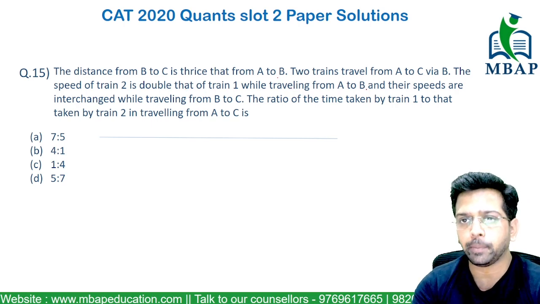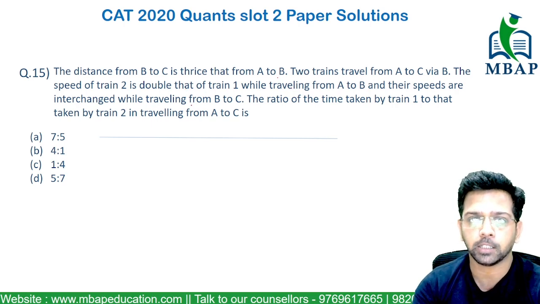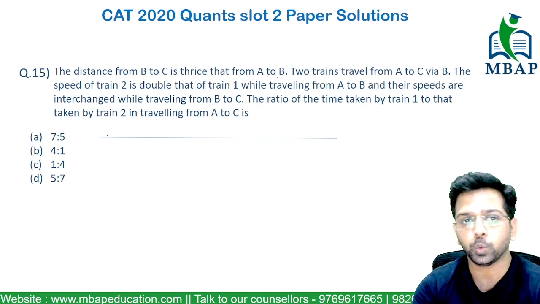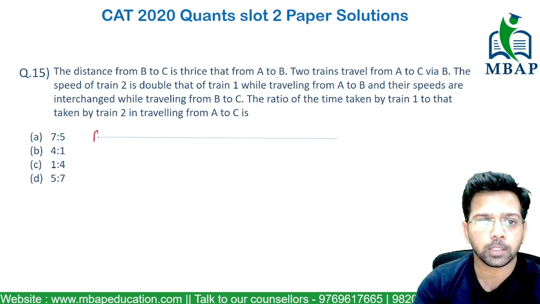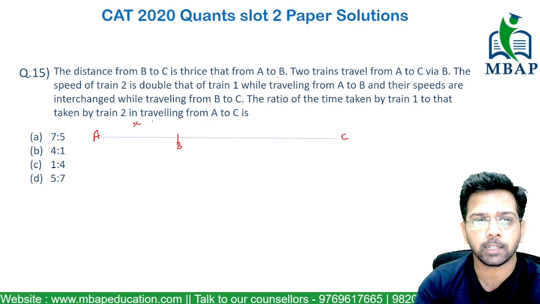By traveling from A to B, their speeds are interchanged from B to C. The ratio of time taken by T1 by T2 to cover the whole distance from A to C is what? So my overall distance is basically A to C via B. Let's say this is B. The overall distance, let's say if this is X, this will be as simple as 3x.